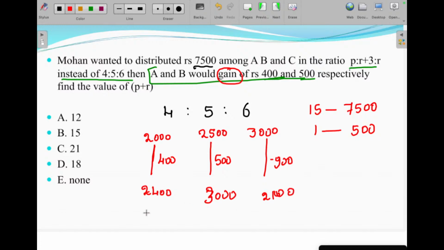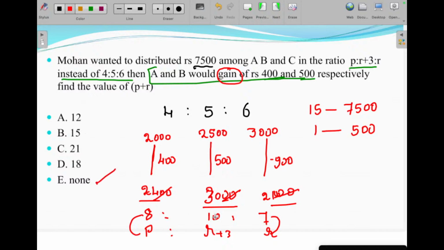Now if I do the ratio again, 20, 20, 20 get cancelled: 3 8s, 3 10s, 3 7s. Now the ratio is P is to R plus 3 is to R. Now R value will be 7, P value will be 8. Then P plus R is equal to how much? 8 plus 7, 15. That will be your answer.